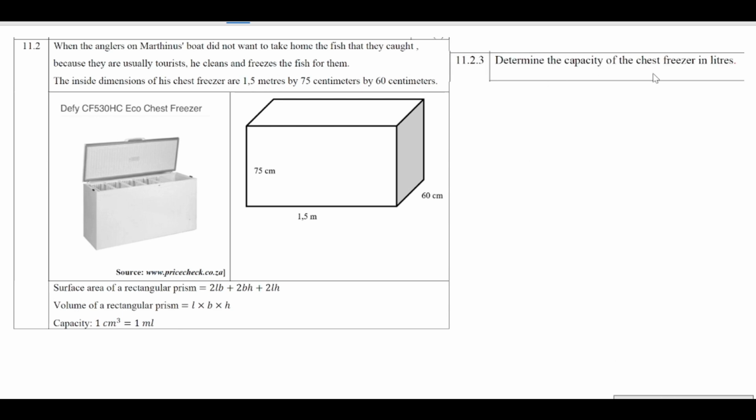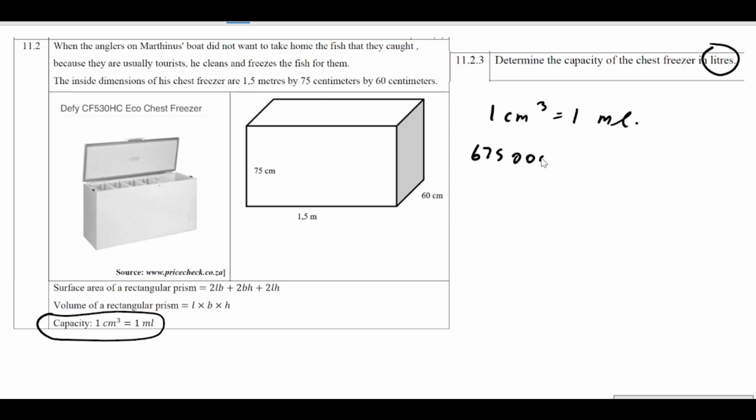Determine the capacity of the chest freezer in liters. The conversion we are given is 1 centimeter cubed equals 1 milliliter. What does that mean? It means that 675,000 centimeters cubed that we calculated is equivalent to 675,000 milliliters. But they don't want the answer in milliliters, they want it in liters.